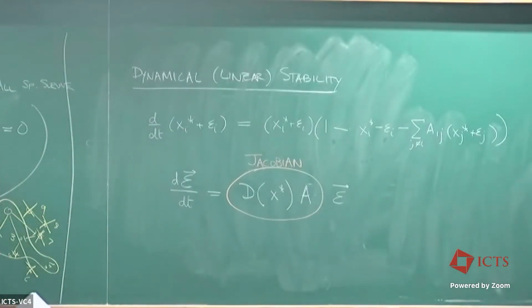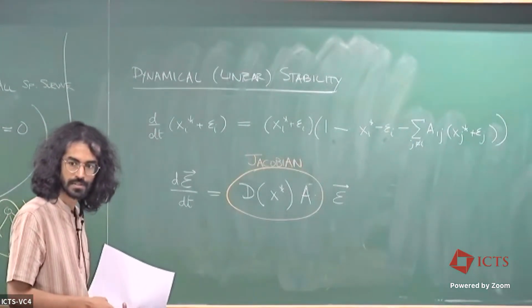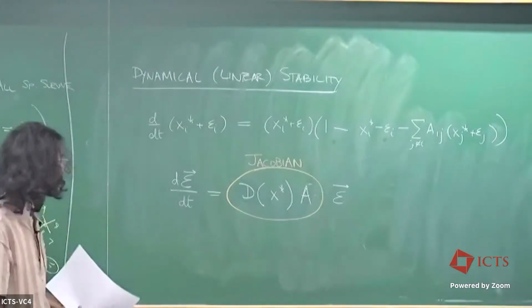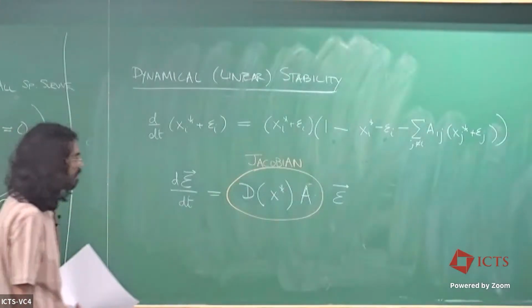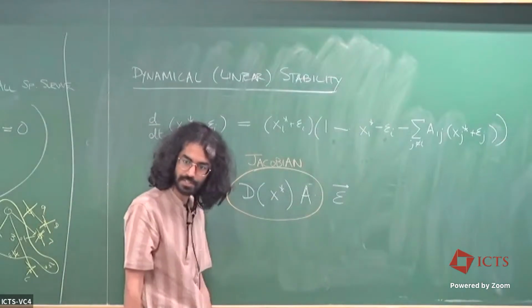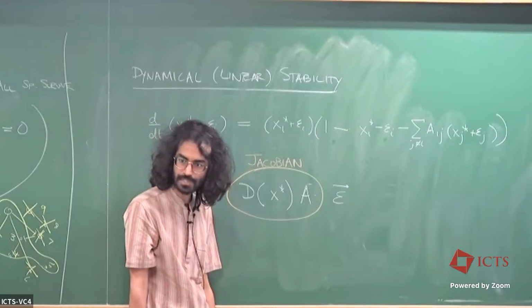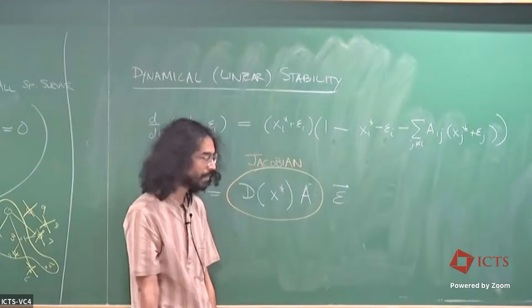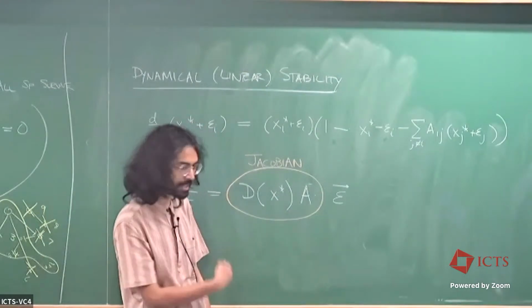Okay, so how do I say whether things are stable or not? Find the eigenvalues of the Jacobian, right? Correct. There's this A matrix sitting here. The A matrix is also a square matrix. It'll have some eigenvalues itself, right? Is there some connection between the eigenvalues of the interaction matrix and the eigenvalues of the Jacobian?